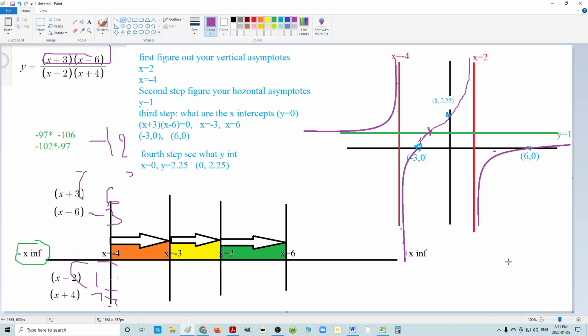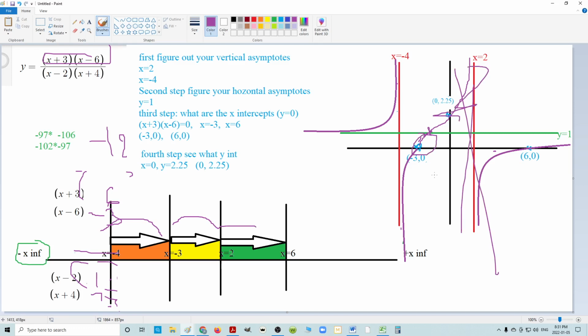Now I can do more test values and more figuring out. But this is the method. You figure out what's happening to the left of the asymptote. You figure out what's happening between the asymptote and the next asymptote or x-intercept. What's happening between the next one and the next one and the next ones. And the only ones you're concerned about are the x-intercepts and the vertical asymptotes. Everything else is going to map out itself.